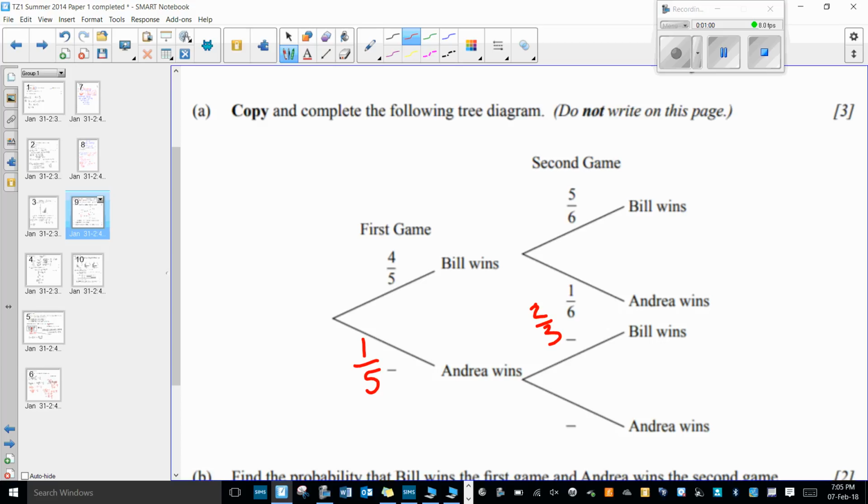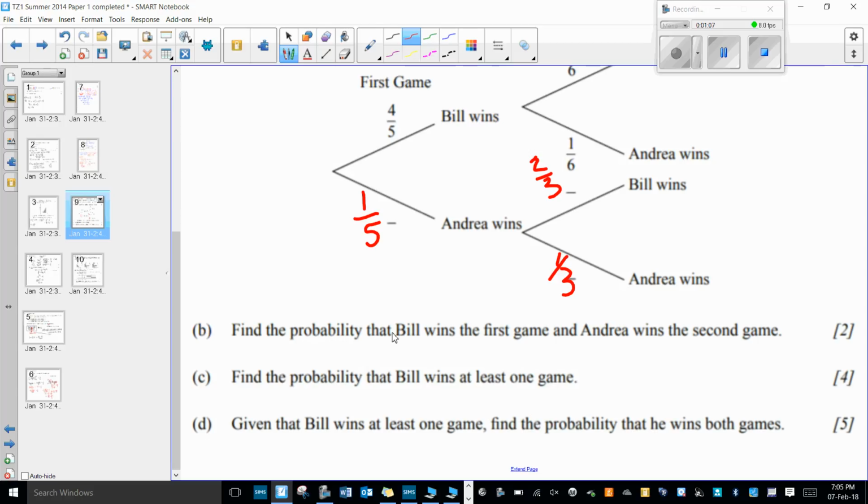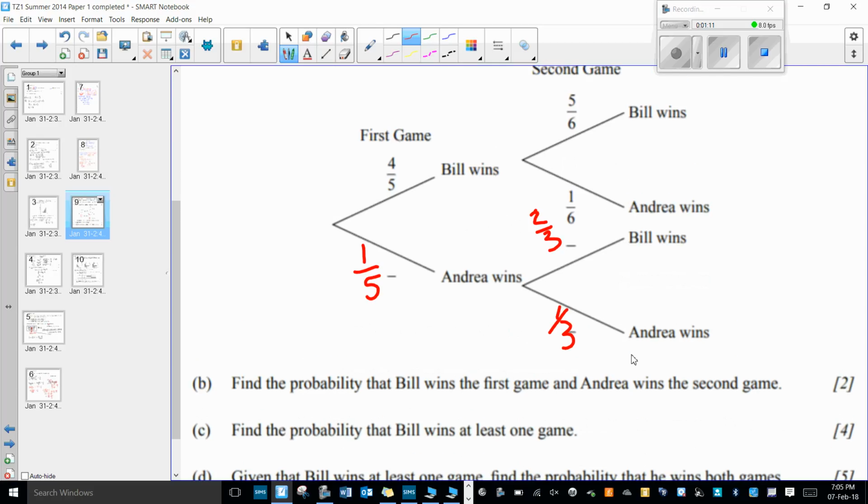Okay. And find the probability that Bill wins the first game and Andrea wins the second. So if Bill wins the first game, we'd be following this branch, and Andrea wins the second game, we're following this branch. So if we want those two, it would be 4/5 multiplied by 1/6. I'm going to do some cross cancelling, so I've got 2 and 3, which gives me 2/15.